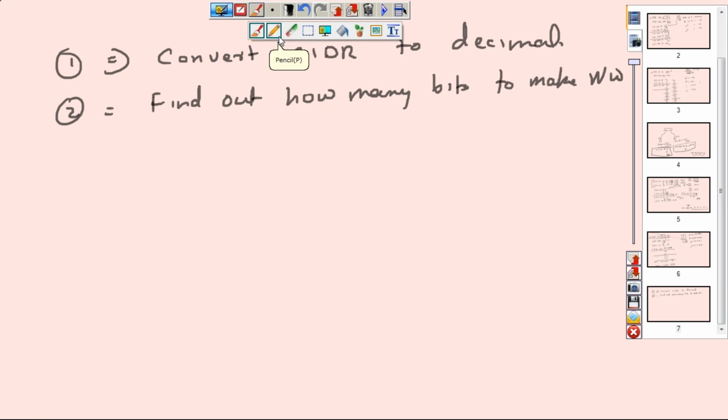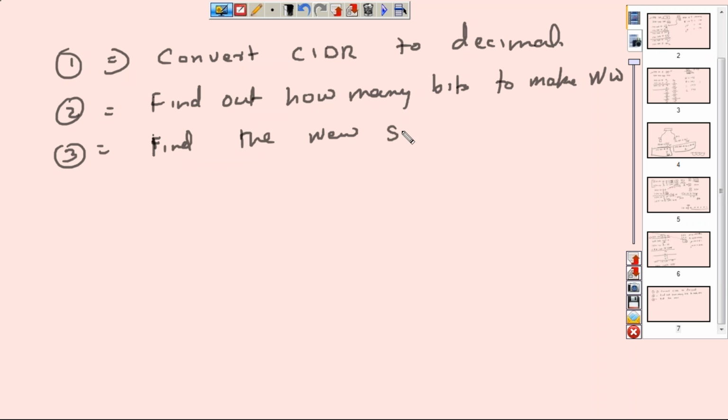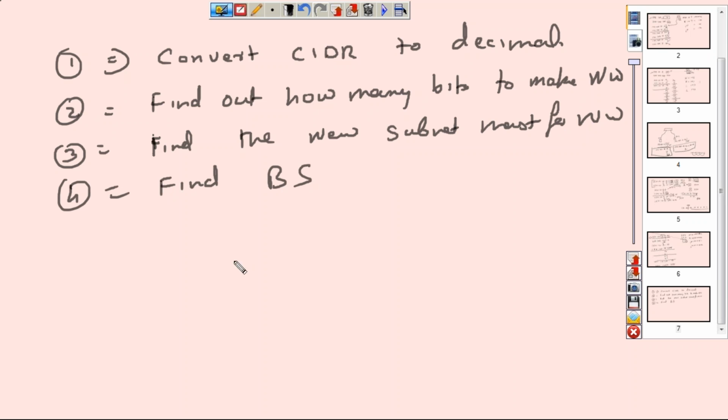What is the third step we always did? Block size. But before we do the block size, we always find the new subnet mask for our network, right? Yes. Then of course we find the block size.